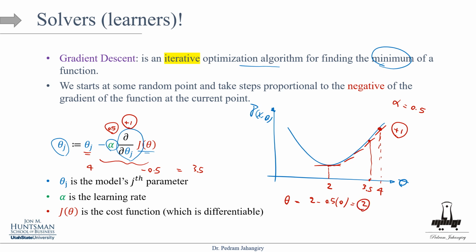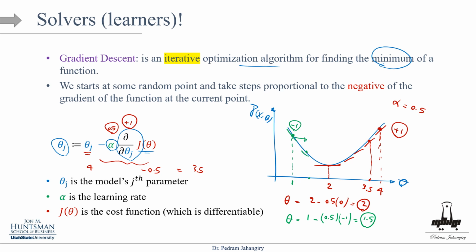The same story happens if I start from this random point. Again, the slope is going to be now, let's say, -1. Just for the sake of argument, imagine this is point 1 or 0.5, whatever. And then I say, okay, the new theta is going to be 1 minus the learning rate, 0.5, multiply the gradient, which is -1. So I'm going to get 1.5.